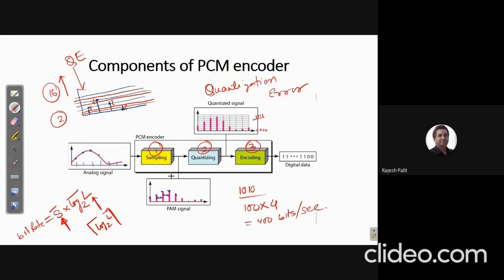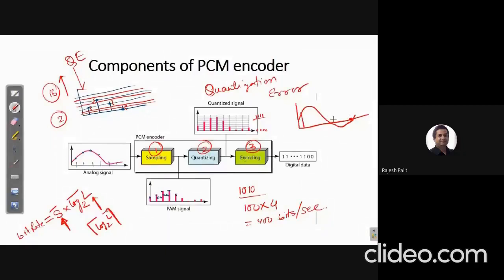Now, what should be the sampling rate? Let me show you one thing. Say this is our original analog signal. Now, say you take 2 samples. One is here, another is here.